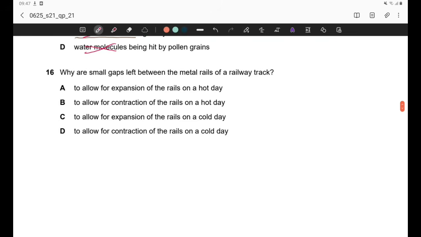Question 16. Why are small gaps left between the metal rails of the railway track? So when metal rails are fixed on the tracks, a small gap is left between these metal rails. And what is the purpose of leaving these small gaps? The reason is thermal expansion.